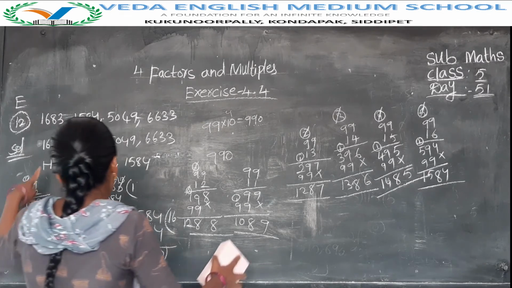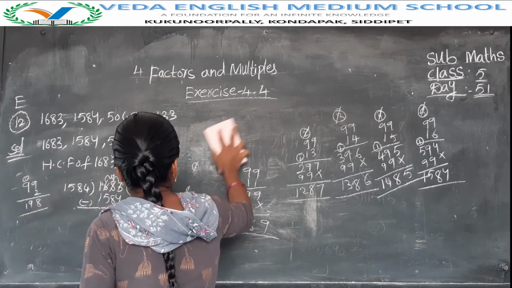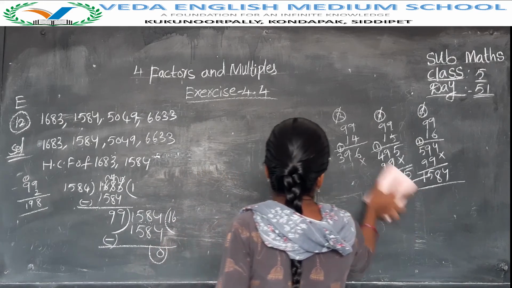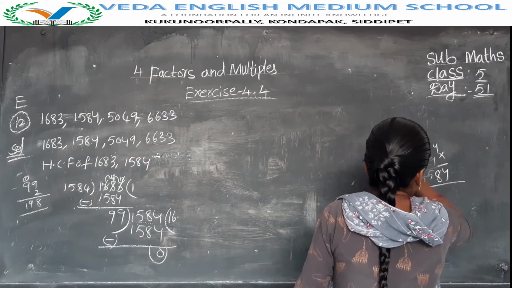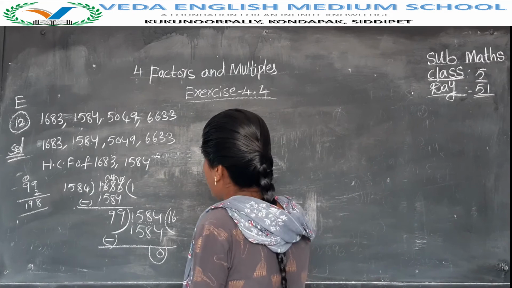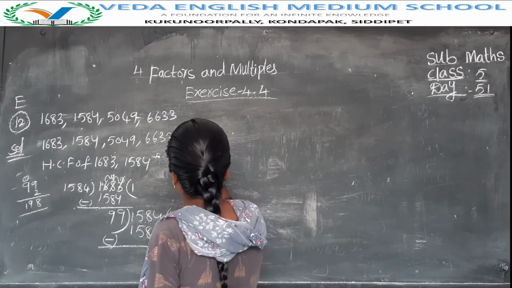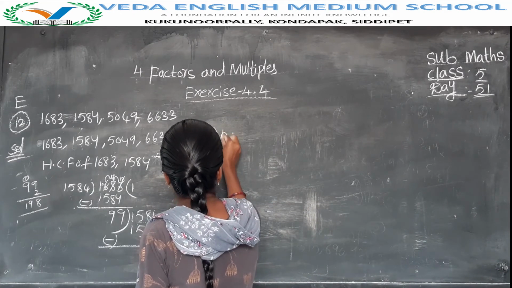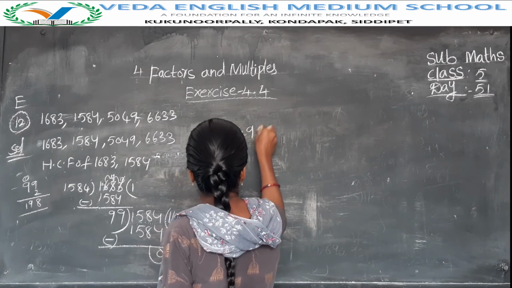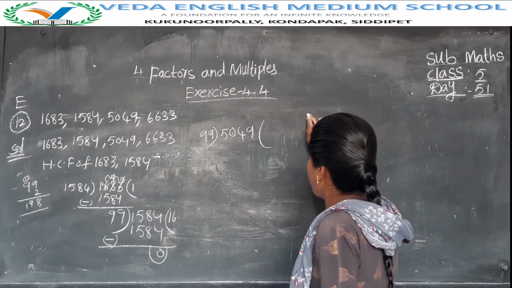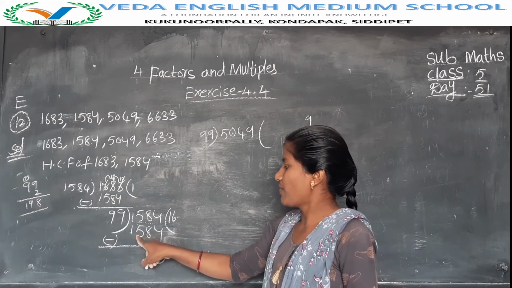Then what is the HCF of these two numbers? The HCF of the two numbers is 99. Then 99 with the next number. What is the other number? 99 with 5049. Next 99 16s are we got 1584.